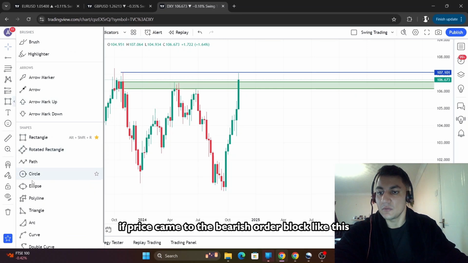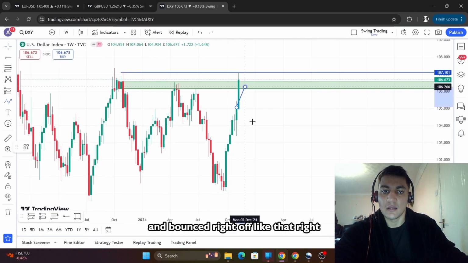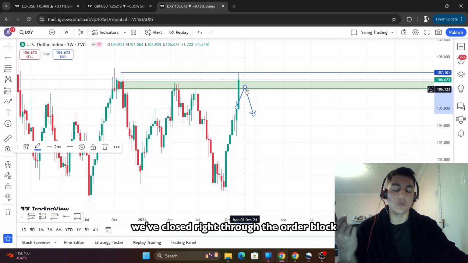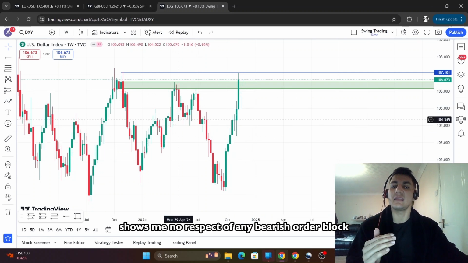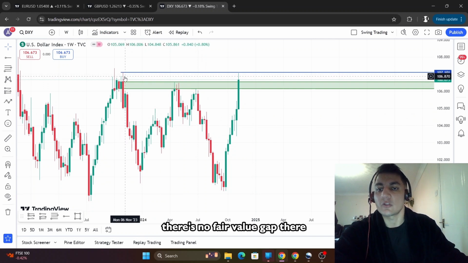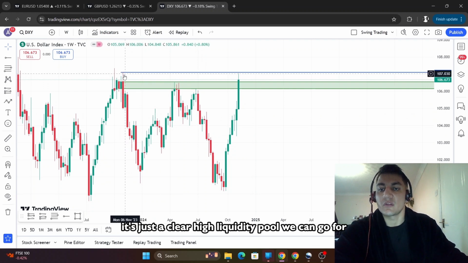If price came to the bearish order block like this and bounced right off like that, that would tell us that we're actually more bearish, but we're not. We've closed right through the order blocks. There's been no respect of any bearish order block, and we're going to go for this high now. There's no PD array. There's no fair value gap there. It's just a clear high liquidity pool we're going to go for.